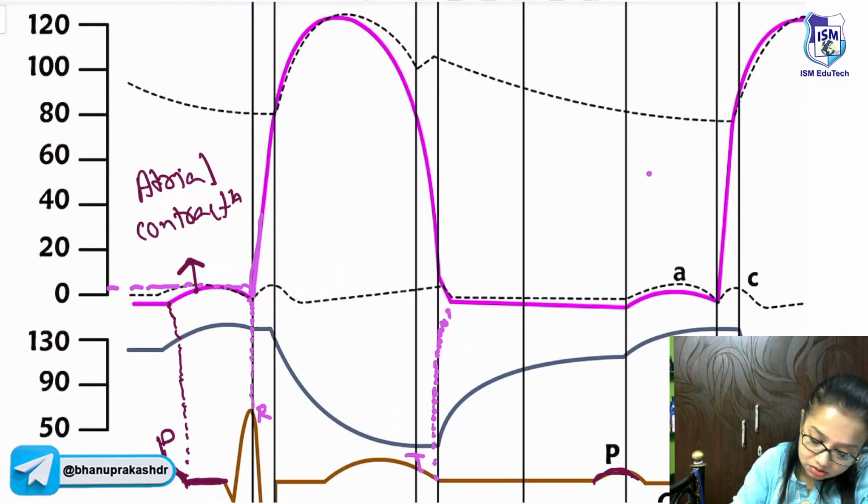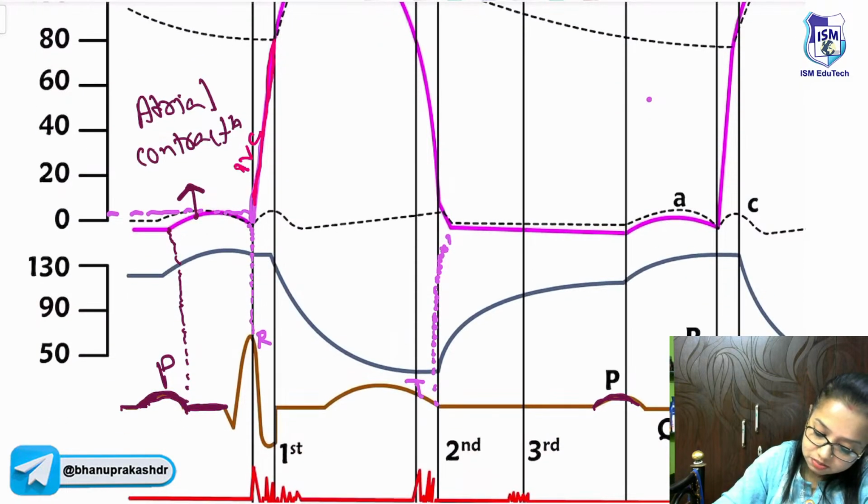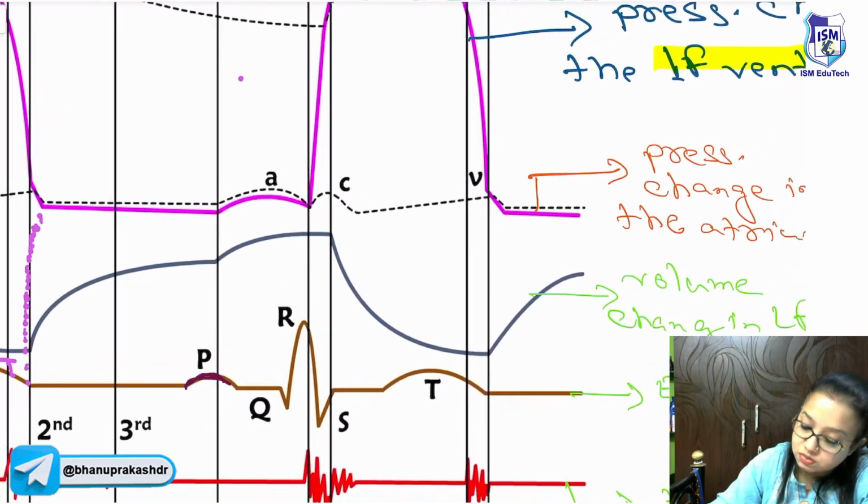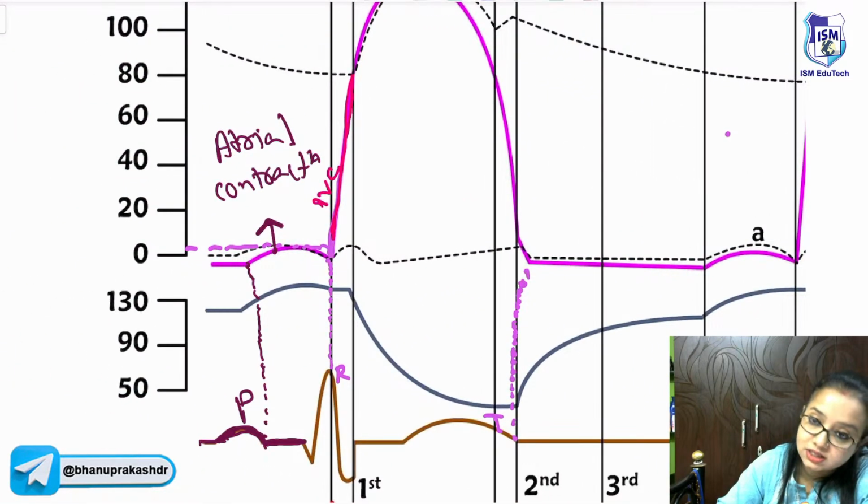So from zero, as the contraction goes upwards, this is the isovolumetric contraction. Here you see this blue one, it is your volume change in the ventricle. There is no change in the volume, only the pressure is increasing. When the ventricles are contracting, the pressure rises from zero all the way till 80 mmHg.